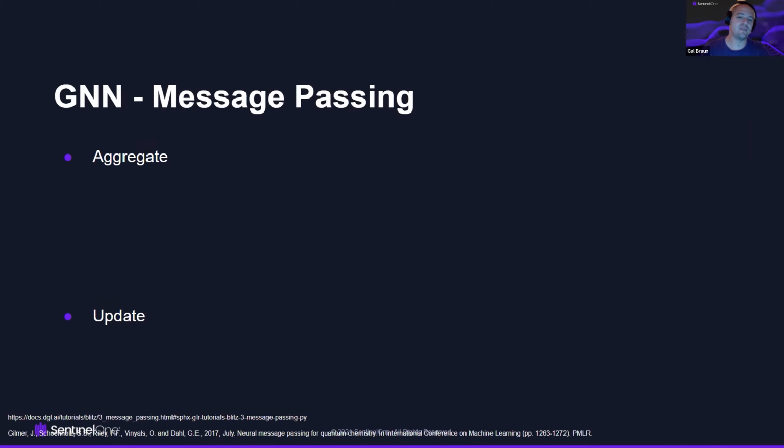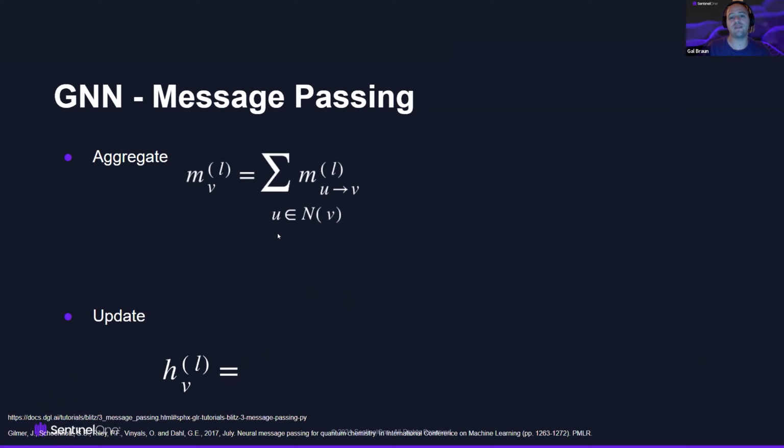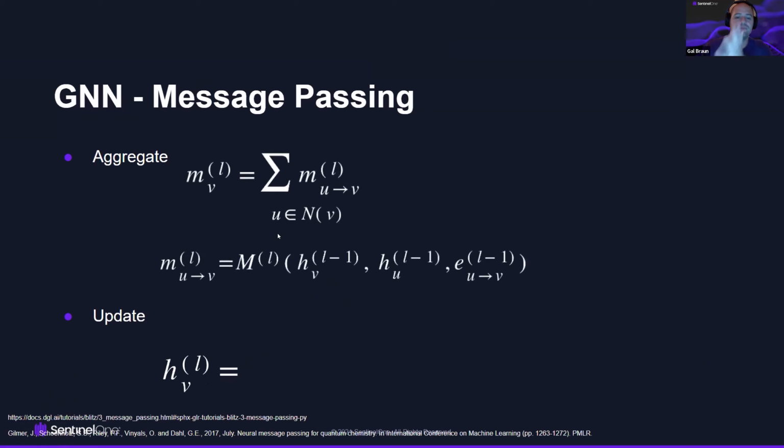Just to have a little bit of understanding of the concept, let's look at a few definitions. Let's say we want to calculate the new hidden state of node V in layer L. First, we want to collect information about the neighborhood of node V. So for every node U in the neighborhood of V, we want to aggregate their messages. Let's define what a message is. It can be defined in many ways, but it's some function that receives three values: the last hidden state of node V, the last hidden state of node U, and the last hidden state of the edge.